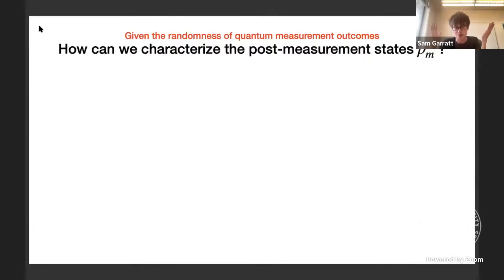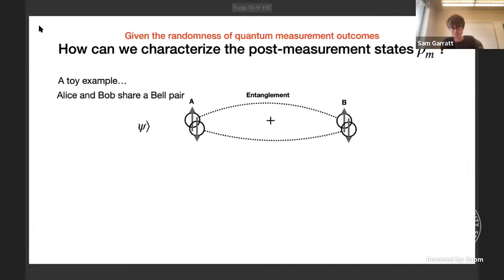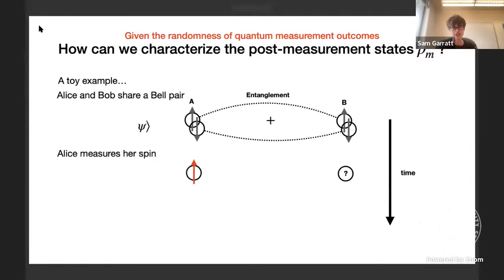So this is the question: how can we characterize these post-measurement states given that the outcomes are all random? Let's take an example, one that we might be a bit more familiar with. Let's say that we have two experimentalists, Alice and Bob, and Alice and Bob share a Bell pair, up plus down for two spin halves. Now, what Alice can do is measure her spin, and she'll find some outcome that's up or down.